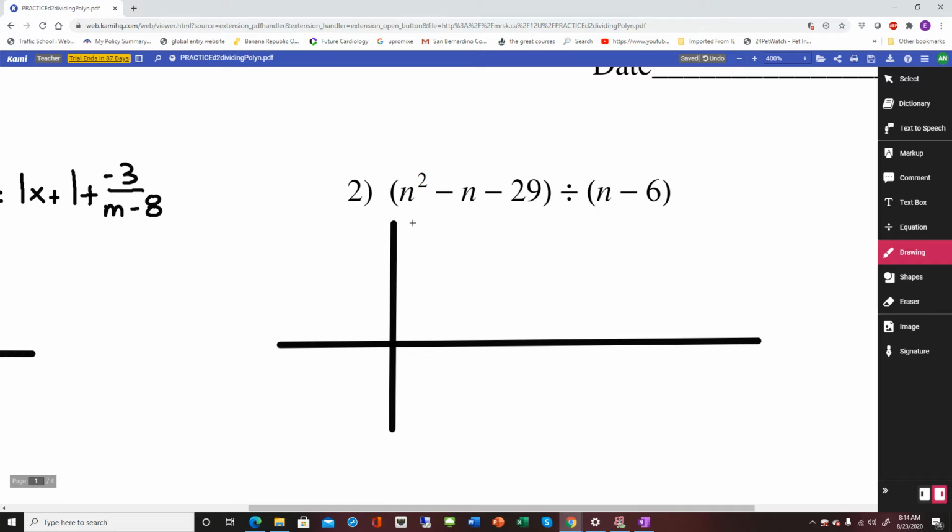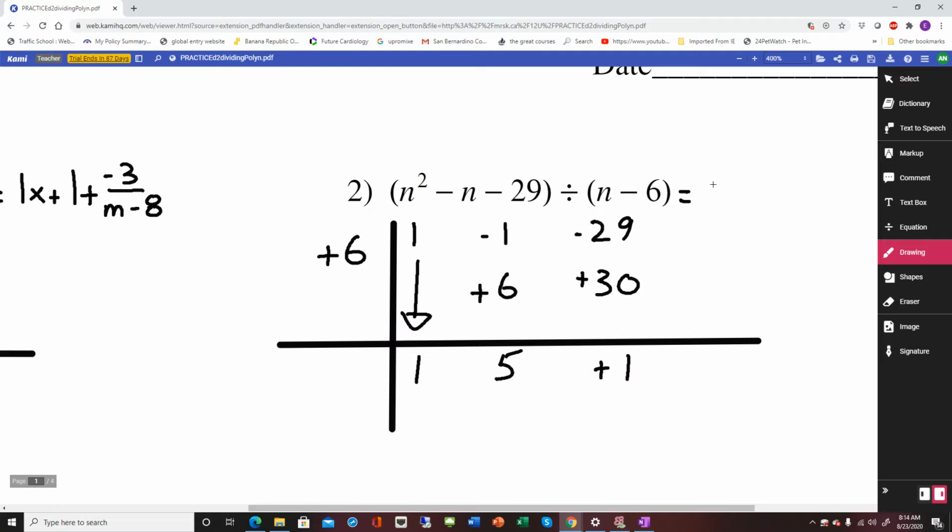So I'm going to put my coefficients of my dividend right here. 1, -1, -29. Then I just put my +6 here because it's the opposite of -6. Bring this down. 1 times 6 is +6. 6 minus 1 is 5. 5 times 6 is +30. 30 minus 29 is +1. So there we have it. My answer is 1x plus 5. And then plus 1 over my divisor, n minus 6.